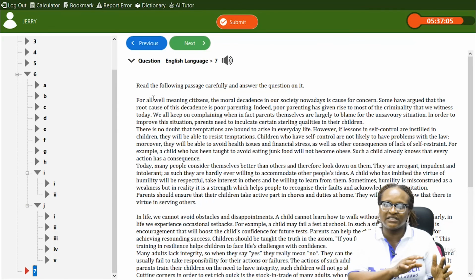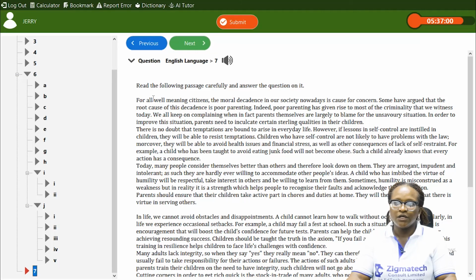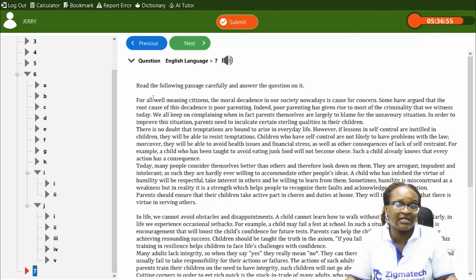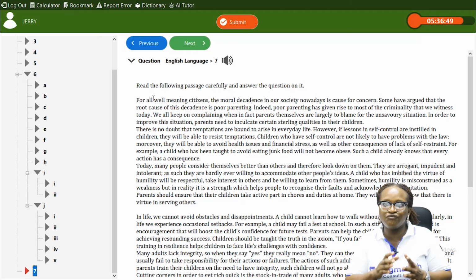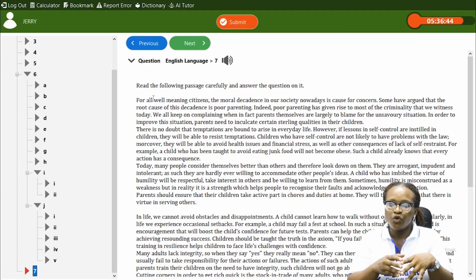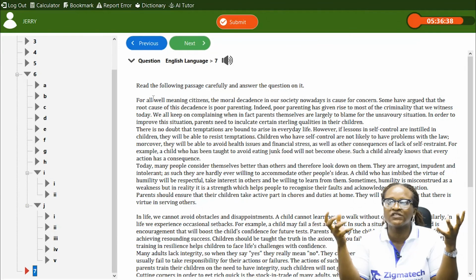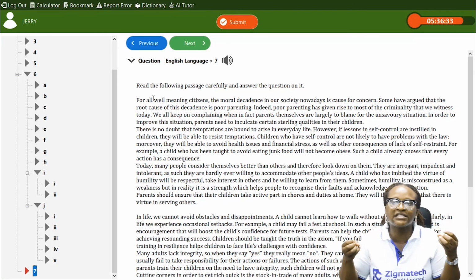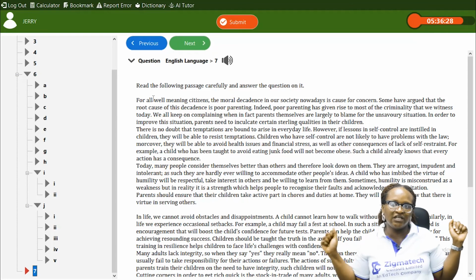For all well-meaning citizens, the moral decadence in our society nowadays is cause for concern. Some have argued that the root cause of this decadence is poor parenting, and that's why they are asking what parents should do. Indeed, poor parenting has given rise to what? Most of the criminality that we witness today. We all keep on complaining when, in fact, parents themselves are largely to blame for the unsavory situation. In order to improve the situation, parents need to inculcate certain sterling qualities in their children. So we want to start looking at these certain sterling qualities.